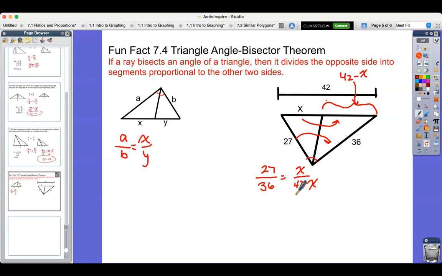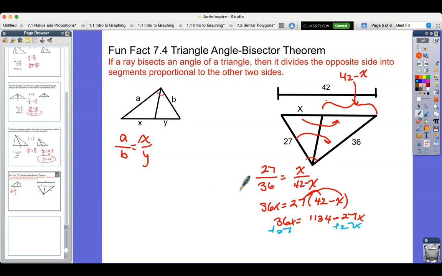Right there. So we cross multiply, we get 36x equals 27 times 42 minus x. We distribute that in there, so we get 36x equals 27 times 42, which gives you 1,134 minus 27x. Again, we have to get x by itself, so we're going to add 27x on both sides.